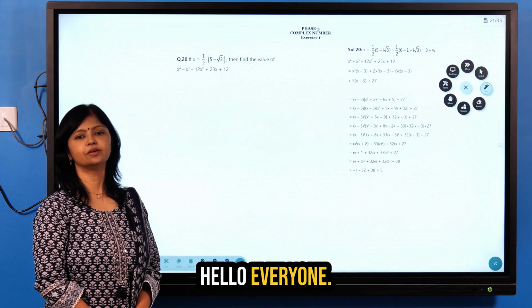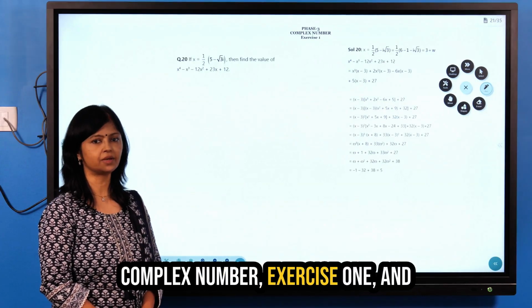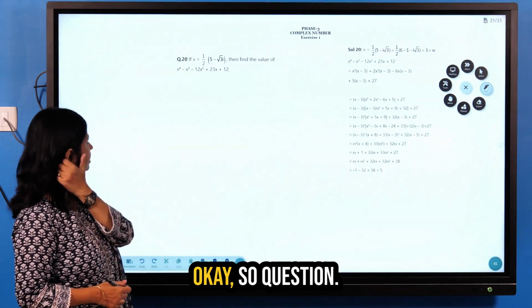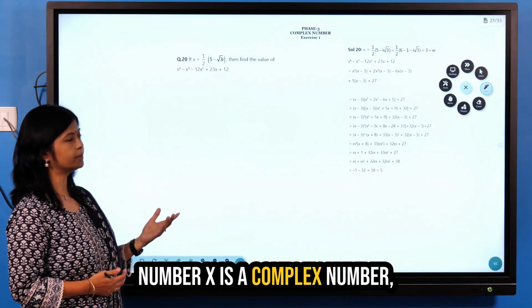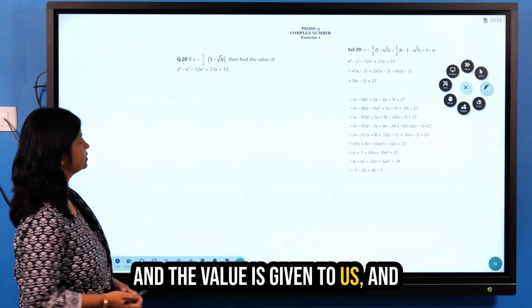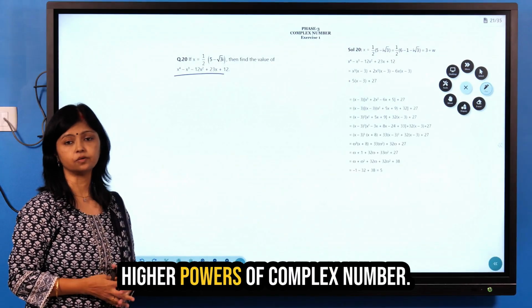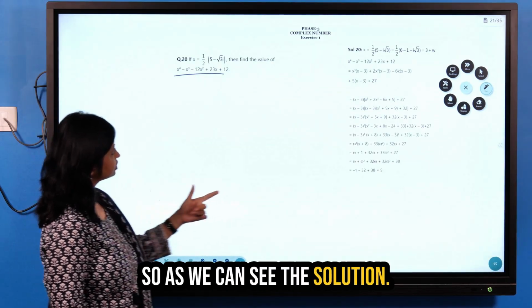Hello everyone. We are looking at phase 3, chapter complex number, exercise 1, and we are at question number 20 here. The question: we have been given a complex number x, and the value is given to us, and we have to find the value of an expression of higher powers of the complex number. So as we can see, the solution.